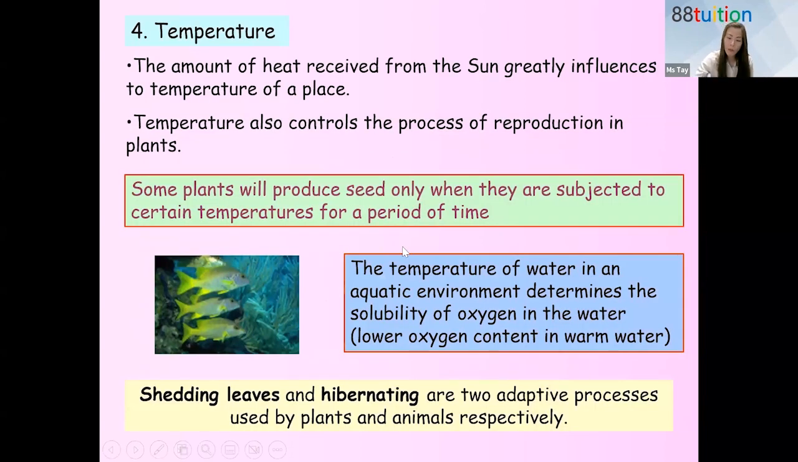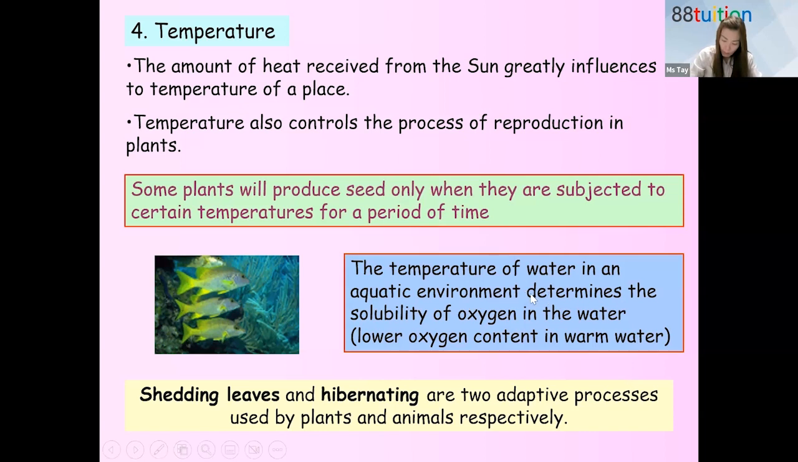Temperature, right? The amount of heat received from the sun will influence how hot or warm a place can be. Temperature also controls the process of reproduction in plants. If you have tried to grow your own plant using seeds, you will understand what I mean. Some seeds take a long time to germinate. They need a certain temperature for a period of time. Some seeds are faster, needing the warmth for maybe just 2 or 3 days, while some take weeks. So that's the reason why, because temperature actually controls reproduction in plants.